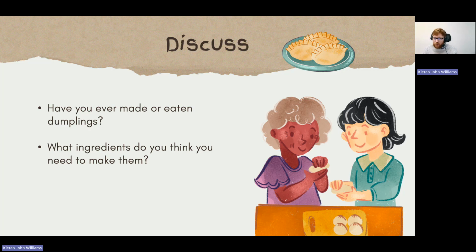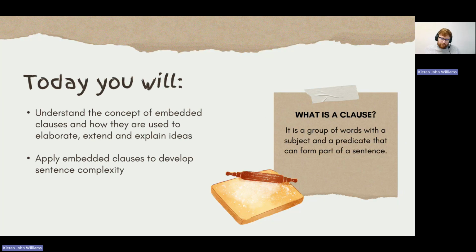Dumplings are a great example to work with because the process of making them involves several steps, and describing that process often requires more detail than a simple sentence can provide. So that is where embedded clauses become incredibly useful. So consider dumplings for a second. Hopefully you don't get too hungry that you have to run out and make some food for yourself. But if you're still with me, well, let's move on to our next slide.